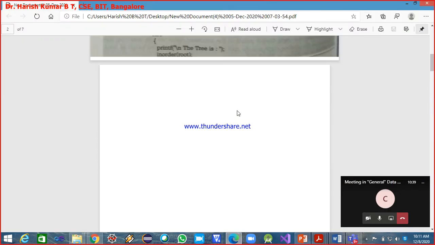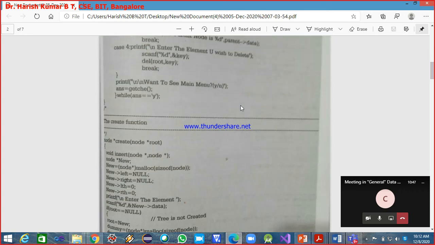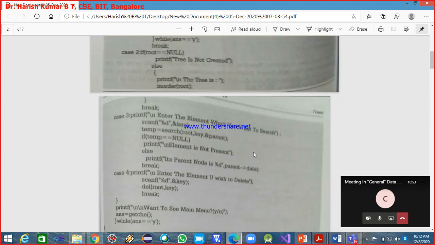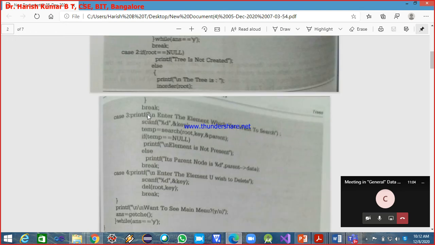Okay, in the previous class we were discussing the implementation of the threaded binary tree. I think we had finished till create: case 1 was completed, case 2 was also completed, and searching was also done. Now I think we got to discuss how to delete from the threaded binary tree. So case 4 it is.